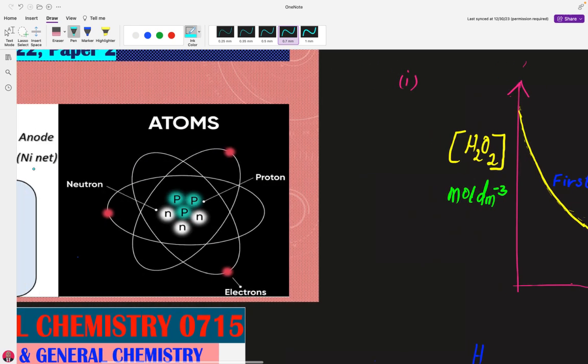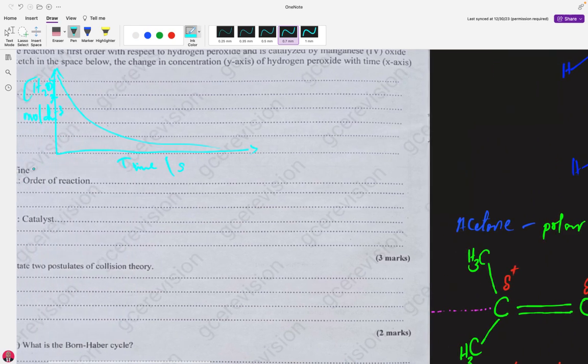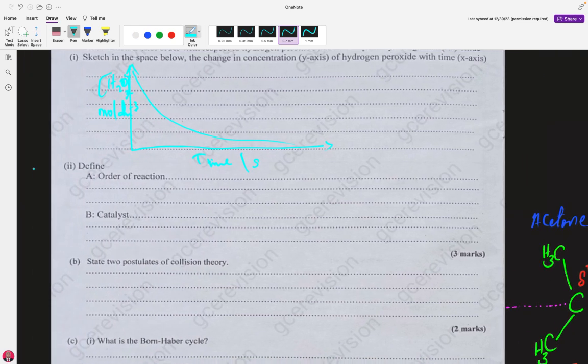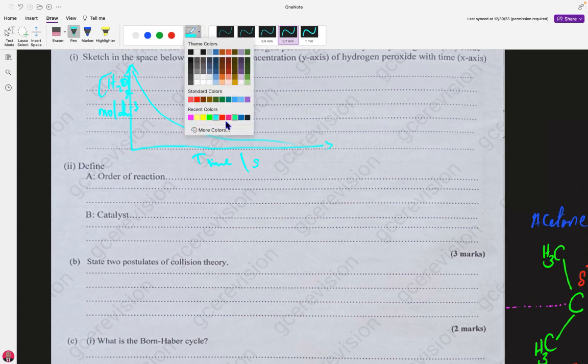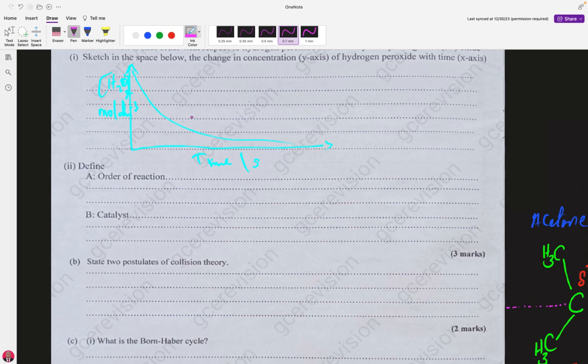The second question is on, okay, 2. Define order of a reaction. What is the order of a reaction? For you to define the order of a reaction, you should know that the order of reaction with respect to a particular reactant is the power to which the concentration of the reactant is raised in the rate equation. Let me put it here. I say the order of reaction.